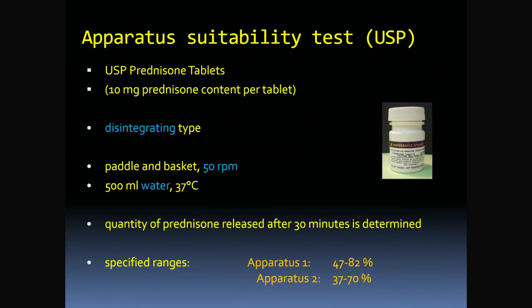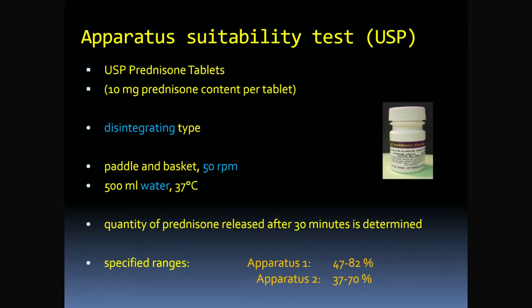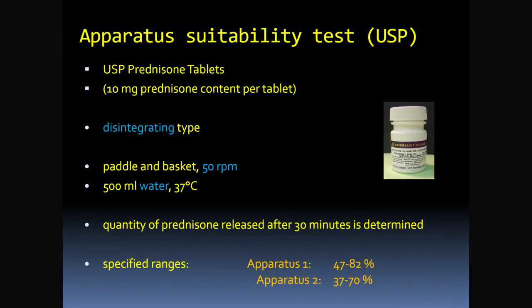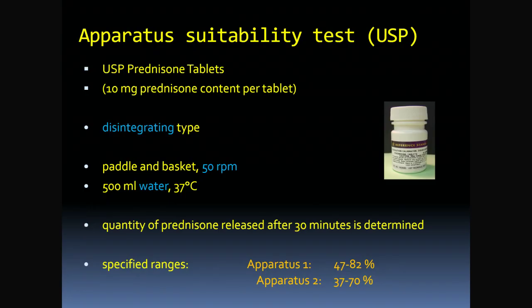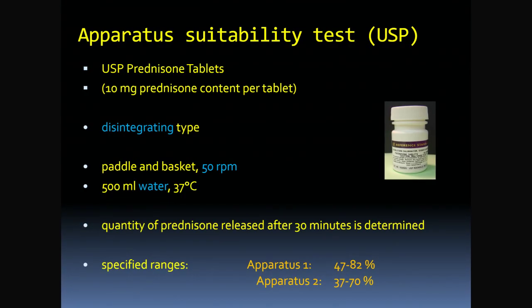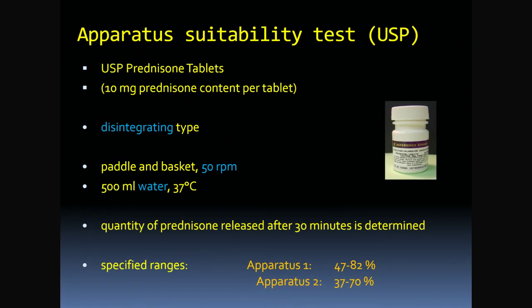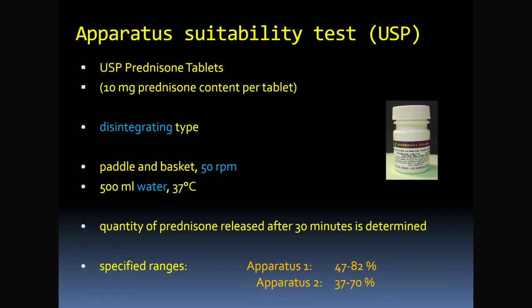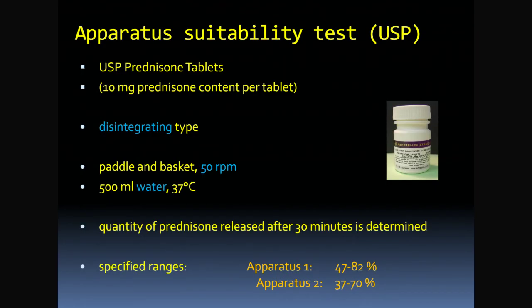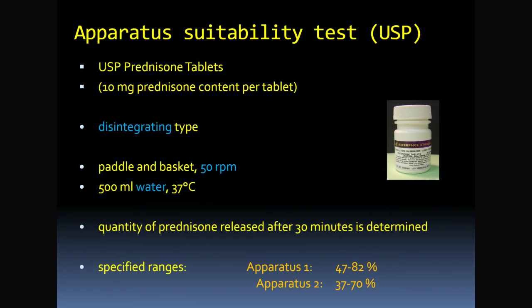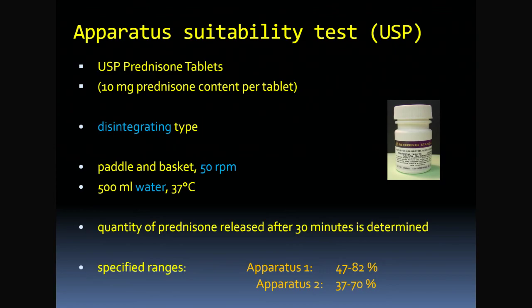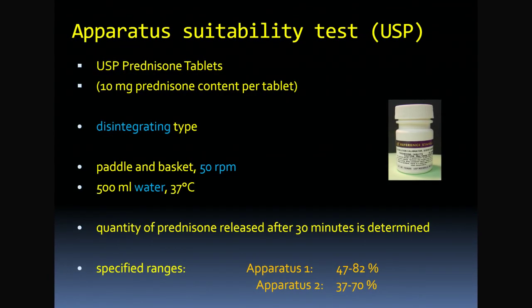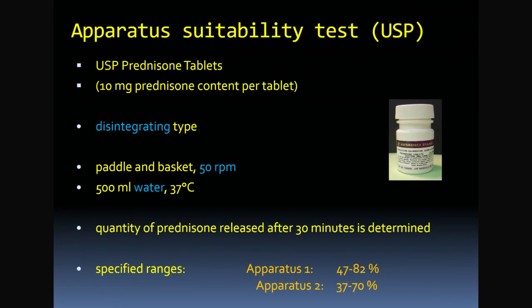To confirm that your apparatus is suitable for official testing, your results must fall within the strictly defined USP ranges of 47 to 82% for the basket and 37 to 70% for the paddle. If your data point lands at only 30% for apparatus 2, what specific mechanical misalignment or dissolved gas interference does that indicate about your system's integrity? This calibration ensures that every subsequent kinetic profile you generate is a true reflection of the formulation's properties, rather than an artifact of equipment variance.